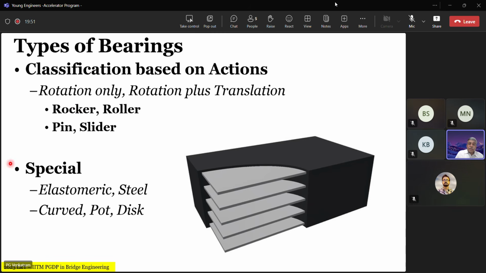And then there are special types of bearings which are generally a combination of all these activities, action as well as displacement simultaneously, and not specifically related to any one type. They are elastomeric bearings, steel plate bearings, curved bearings, and pot and disc bearings. We'll see what each one of them looks like and the kind of functionalities they all have. Okay.